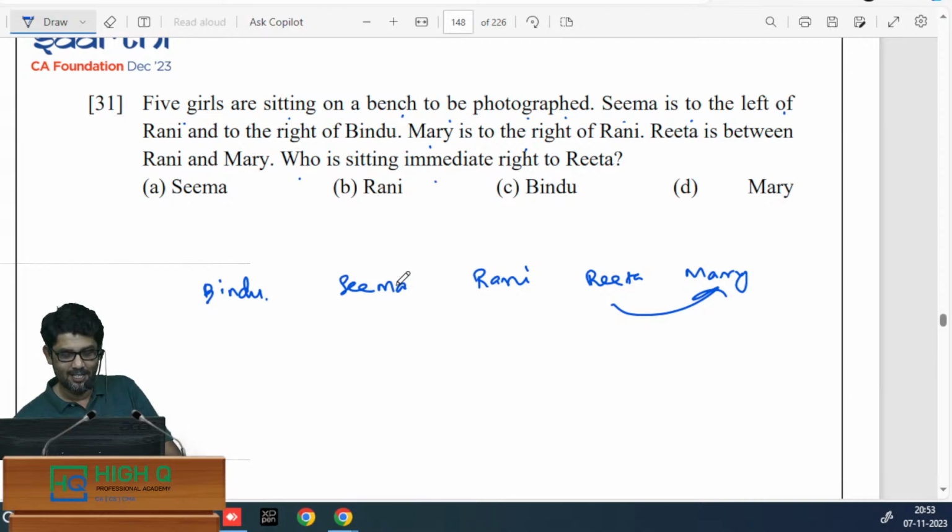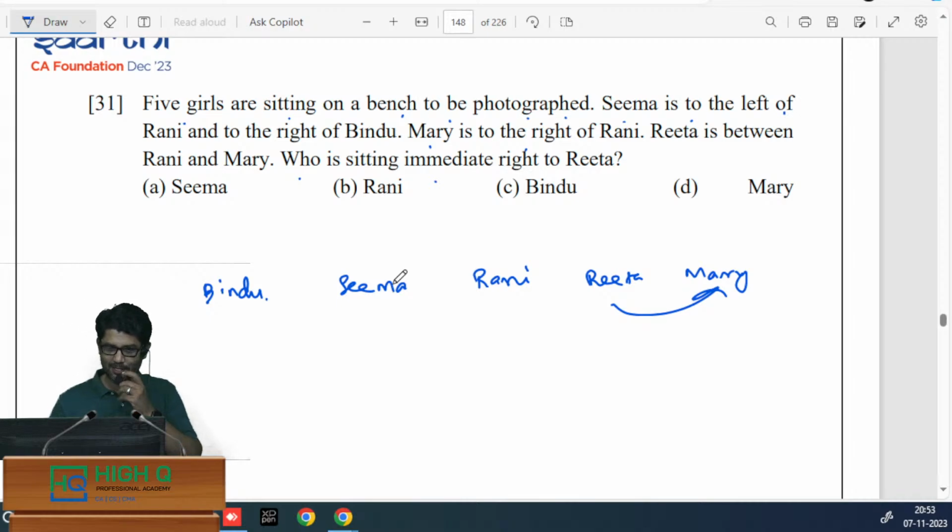Nitya, student, instead of writing Mary, she is writing Mari. Hey Nitya, did it remind you of Dhanush's film Mari?